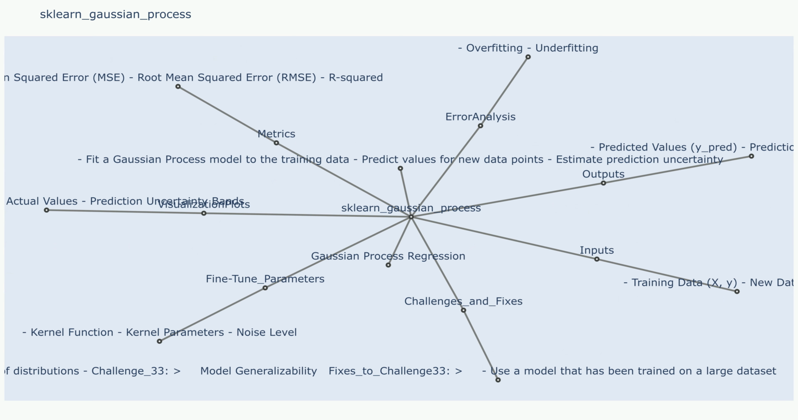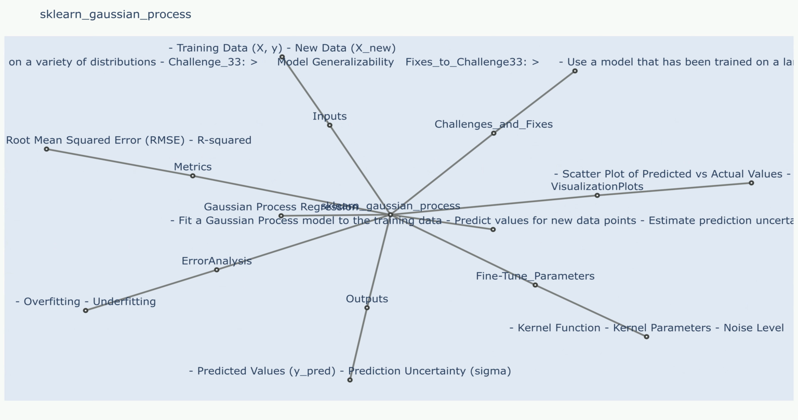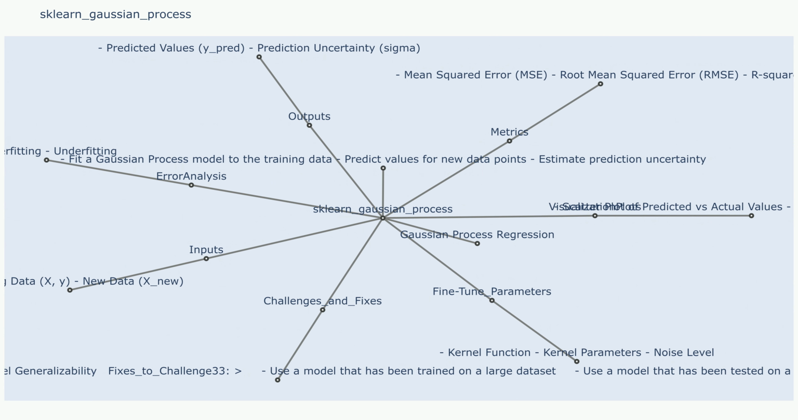Steps. Kernel selection: choosing an appropriate kernel function that captures the underlying relationship between input features and output values. Popular choices include the radial basis function (RBF) kernel, the linear kernel, and the Matern kernel. Kernel hyperparameter optimization: finding the optimal values for the kernel hyperparameters, such as the length scale and variance, to best fit the training data. Prediction: using the trained Gaussian process model to predict the output values for new input data points, along with the corresponding uncertainty estimates.